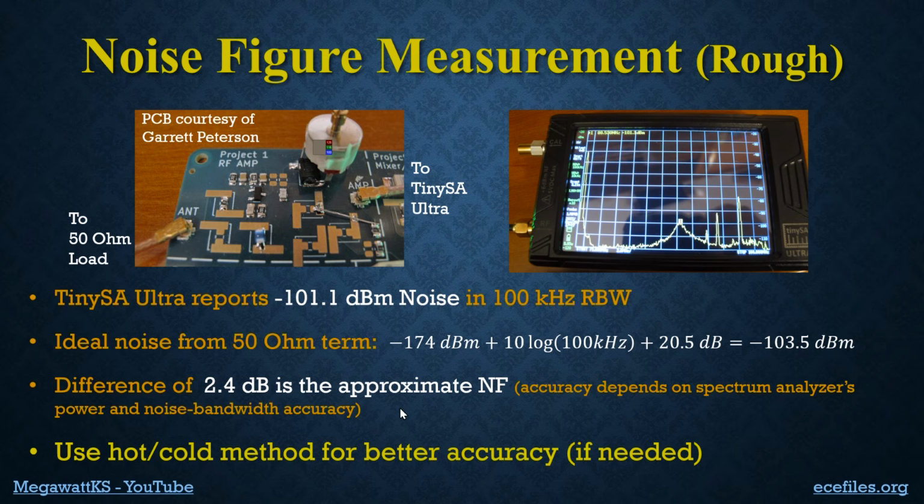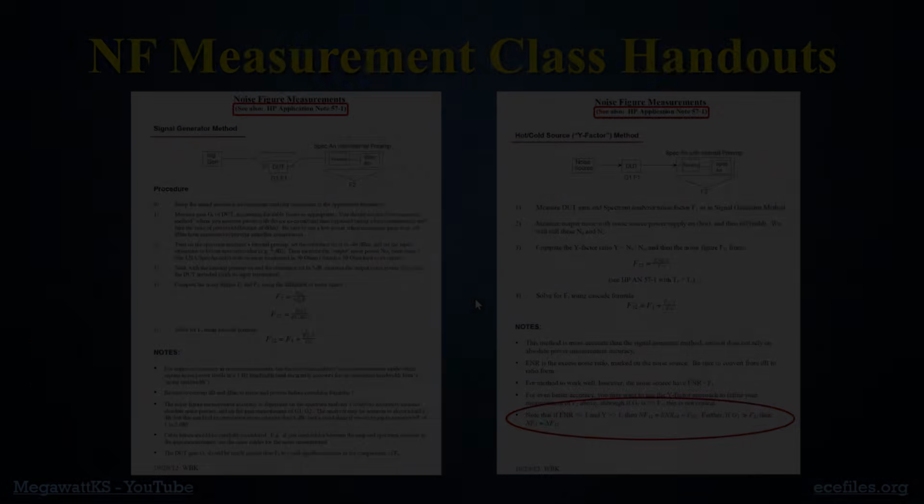So what can we do to do better? The answer is down here in yellow. We can use the hot-cold method for better accuracy, if we need better accuracy. This is a close enough estimate for me, for what I'm doing, but sometimes you want more accuracy, and so how do you get it?